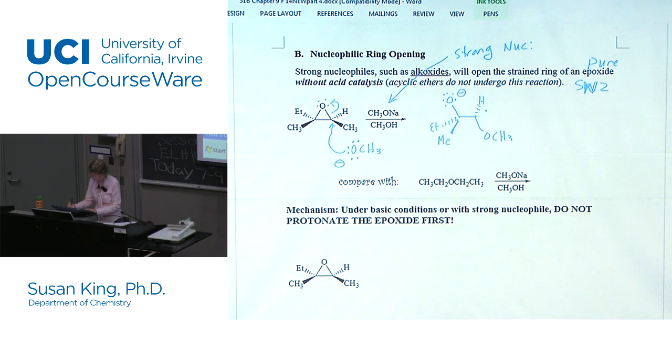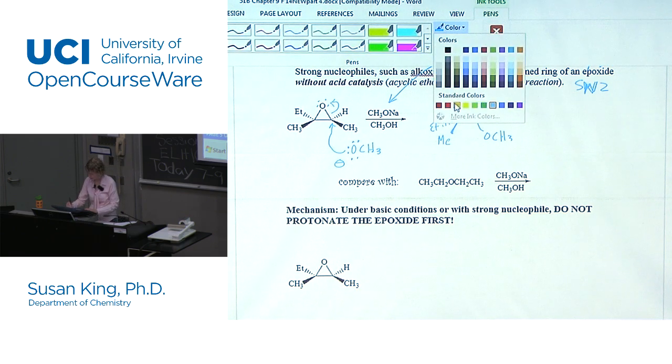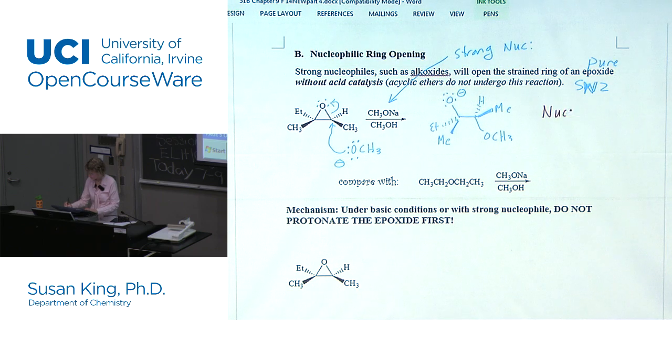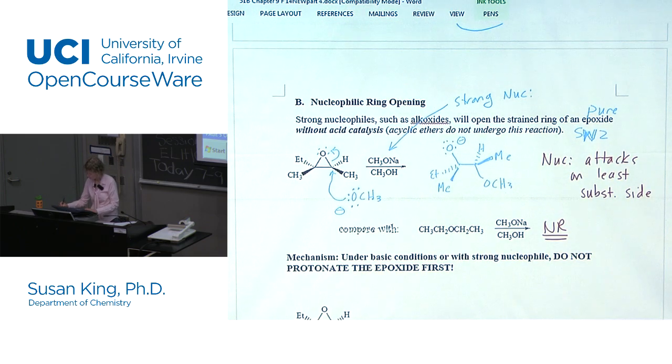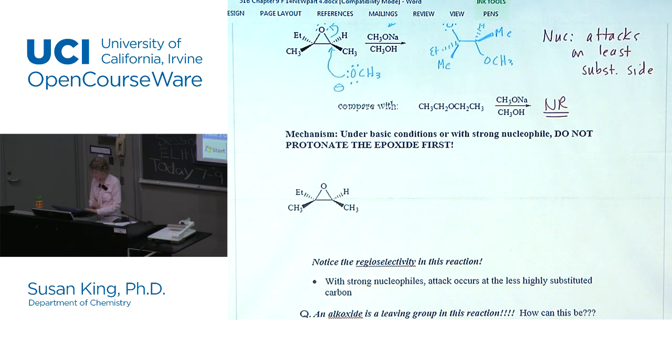This is pure SN2, so it should be very straightforward for you. Here's our methyl here, and we only get one product. So nucleophile attacks on the least substituted side. If you tried to do the same thing with a regular ether, you would get no reaction. All right, so when we have strong nucleophiles or base catalyzed, the nucleophile attacks first. We do not protonate the epoxide first. So this is what it looks like here.